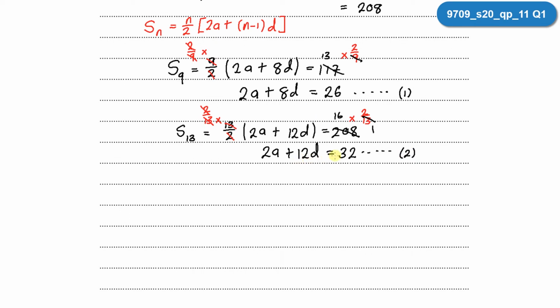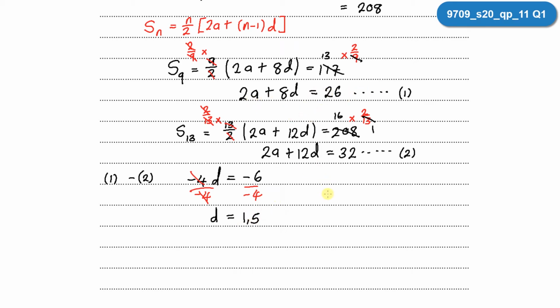So I can solve the two simultaneous equations by elimination. So I'm going to subtract equation 1 minus equation 2. And doing so means I'll subtract 2a minus 2a to eliminate the a terms. Then 8d minus 12d, we get minus 4d. And 26 minus 32 gives us minus 6. And if we can divide both sides by minus 4, then we will have the value of d coming out as 1.5.